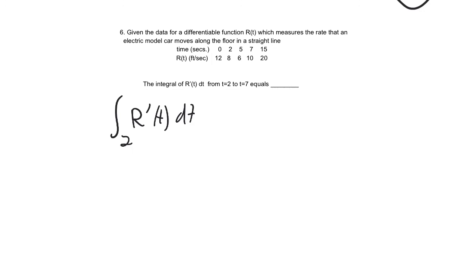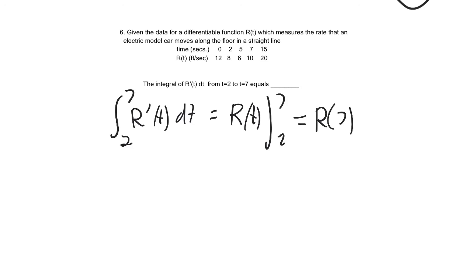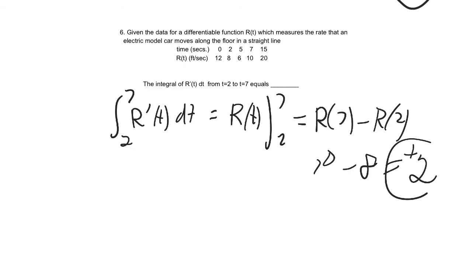In this last problem, they're asking you to find the integral of r prime of t as t goes from 2 to 7. This is the fundamental theorem of calculus. The integral of r prime is going to equal simply r itself from 2 to 7. This is going to be basically r of 7 minus r of 2. r of 7 is equal to 10, and r of 2 is equal to 8. So the answer ends up being positive 2. Ta-da!